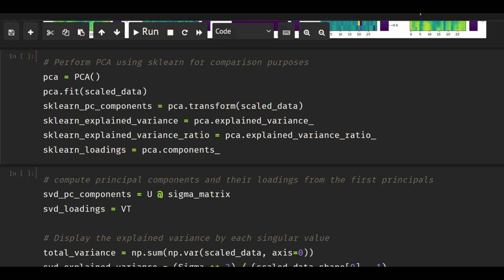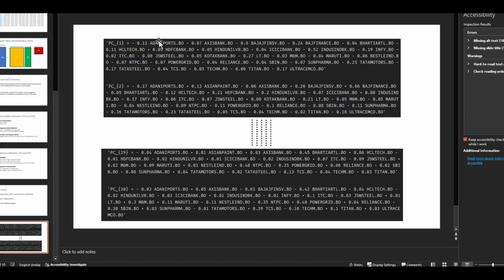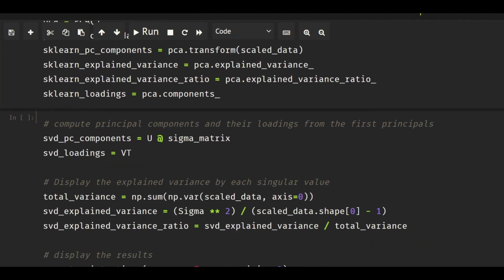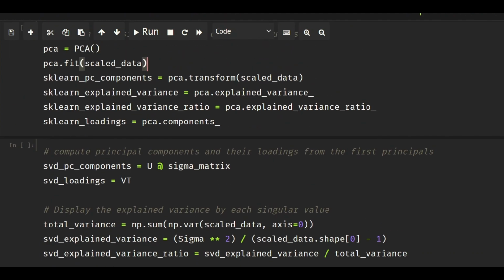So essentially these are the principal components or singular vectors. And what you see here, these coefficients are the singular values. This is what we're trying to do. And so let me just run this.